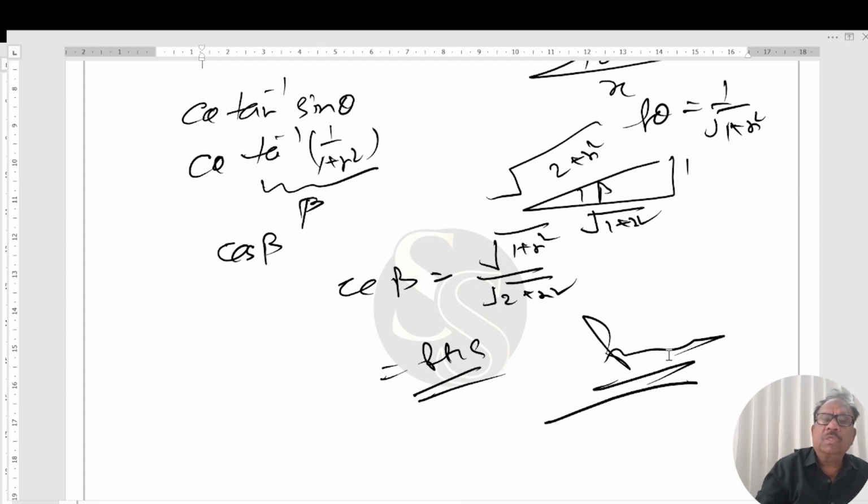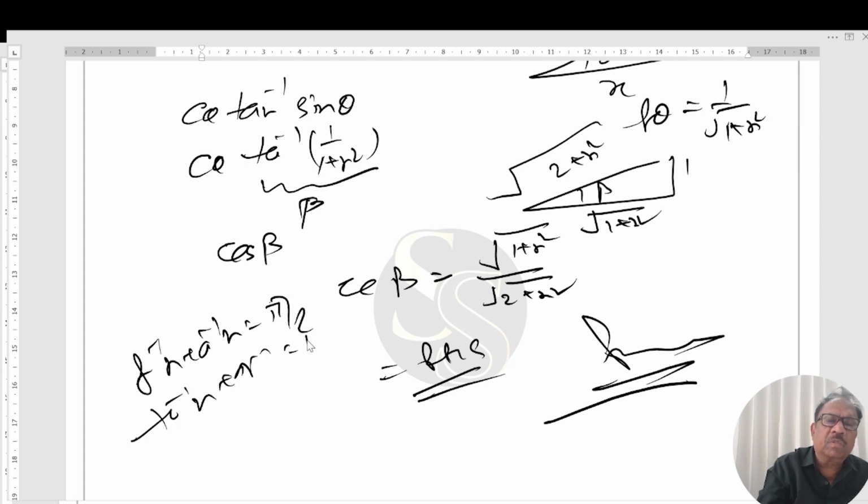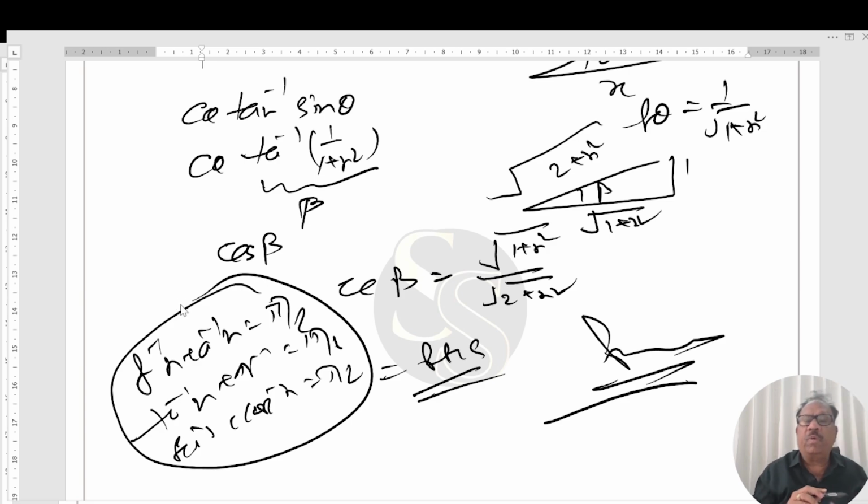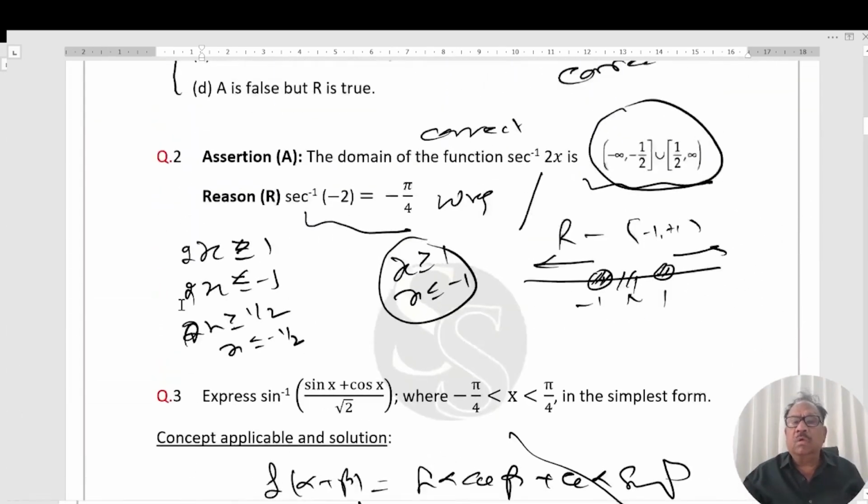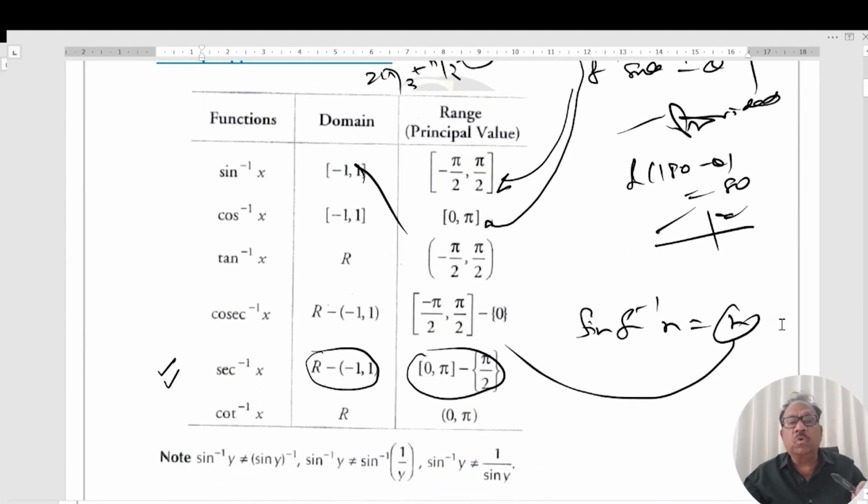Proved. Now, in this I have discussed everything regarding the inverse trigonometric functions: what is the domain, what is the range, and how to apply these things. You know, sin of inverse x plus cos of inverse x equals pi by 2. Tan of inverse x plus cot of inverse x equals pi by 2. Sec of inverse x plus cosec of inverse x equals pi by 2. You should be very familiar with all these things. Before starting, you should be very, very careful regarding this table. If the table is not known, your answer can go wrong, right?